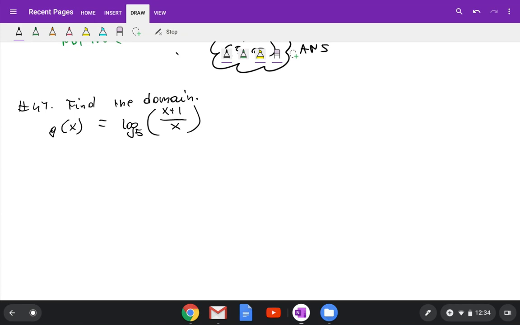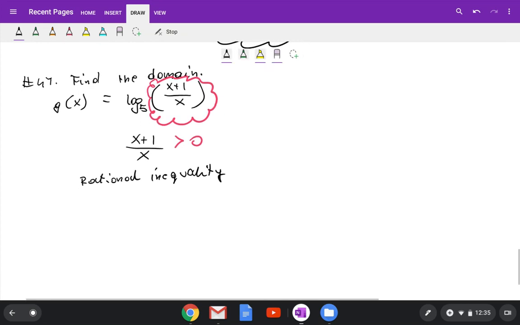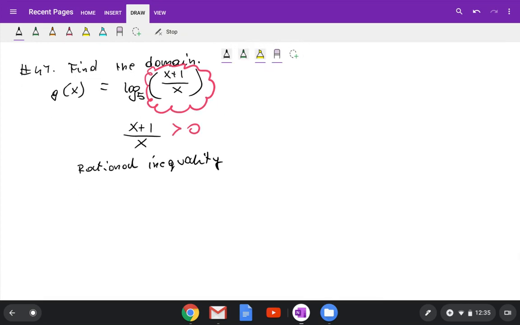Okay, so to find the domain of any logarithmic function, you take what is next to the log. In our case, it's a rational expression, and you solve the inequality. This one has to be positive. So again, we have to review. This is a rational inequality. So let's review how to solve it.